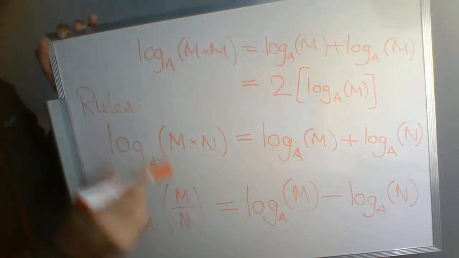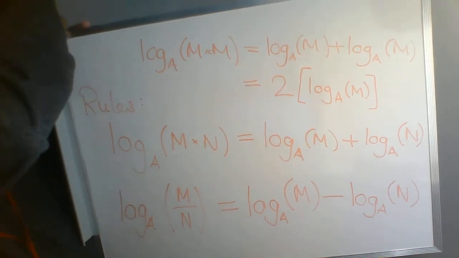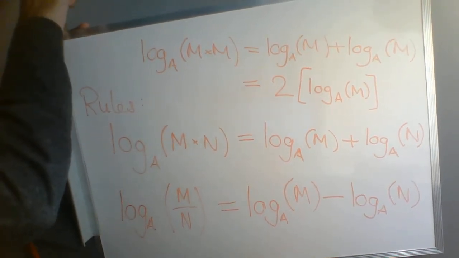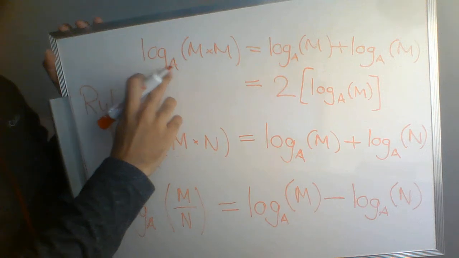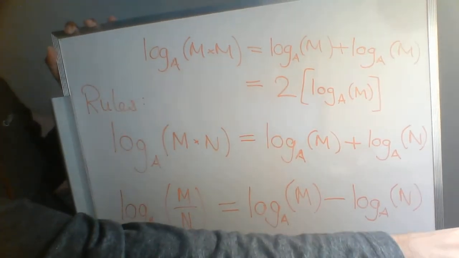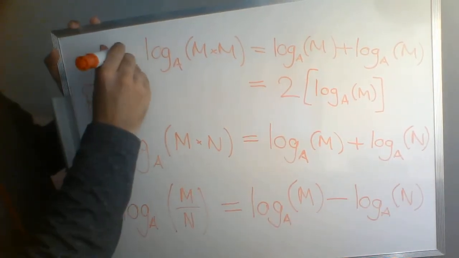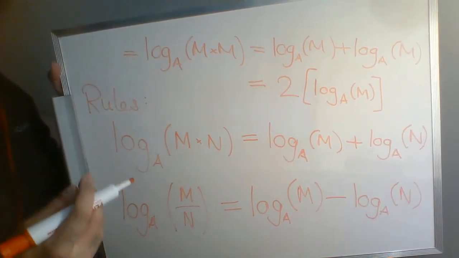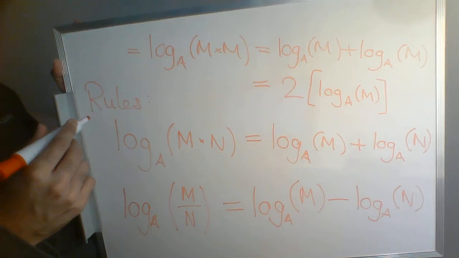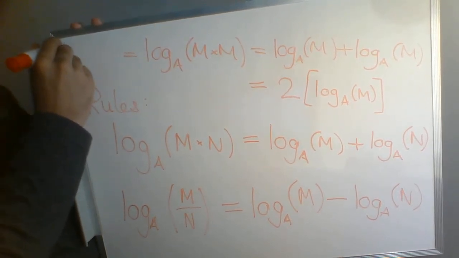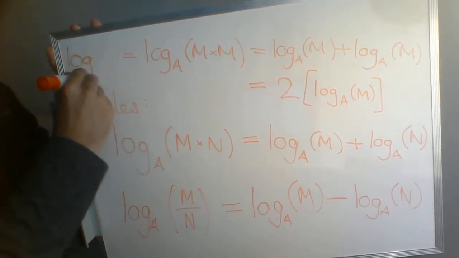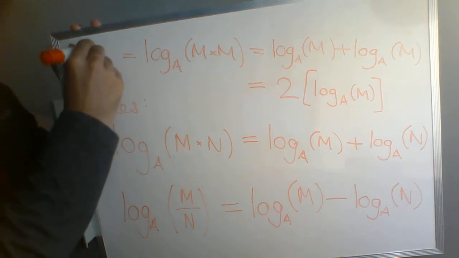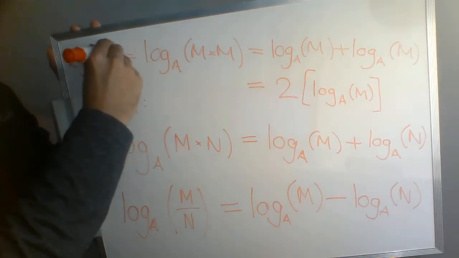But if you notice, we can rewrite this in a slightly different way. This left-hand side we can rewrite slightly differently, because this is m times m. Now we know from when we were dealing with exponents before that that's the same thing as writing, I'm going to have to squeeze this in here, log base a of m squared.